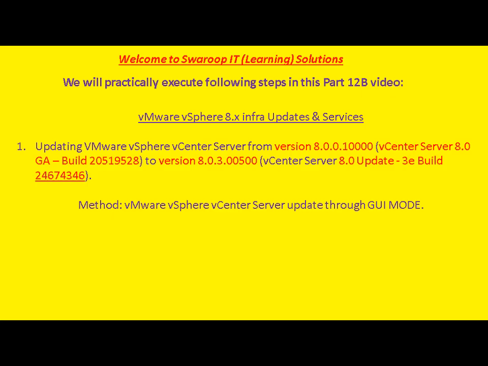Now in the previous part 12A video, we have seen how to update our vCenter server through CLI mode, that is command line mode. Now in this next part, I will show you how to update it through GUI mode. So you can opt for either one of the methods, whichever is best suitable for your infra. This is the second part through which we will be updating our vCenter server through GUI mode. So let's start.